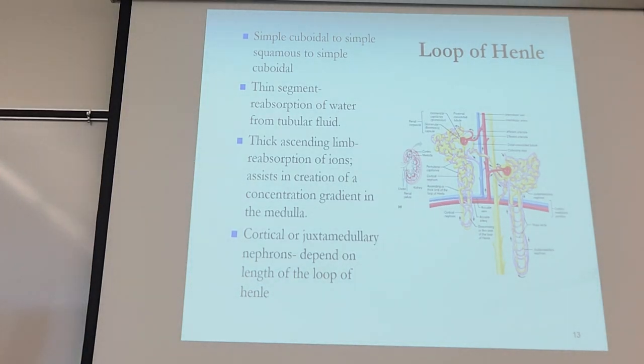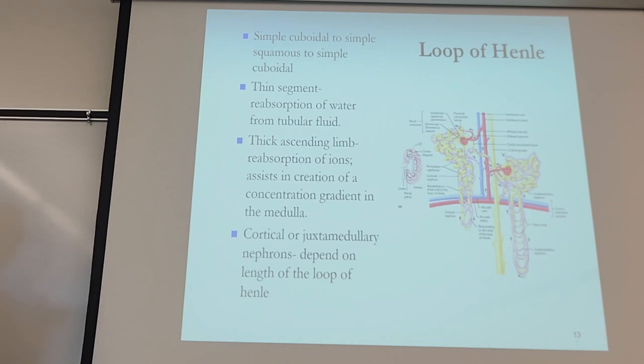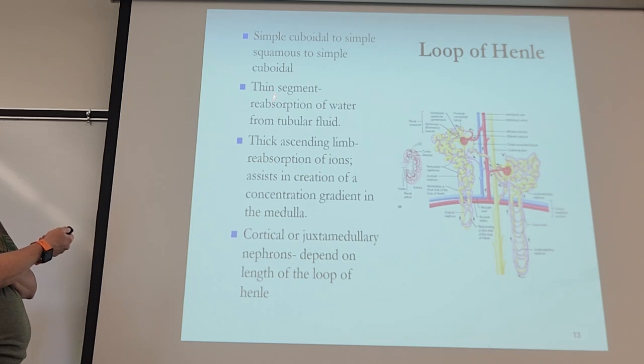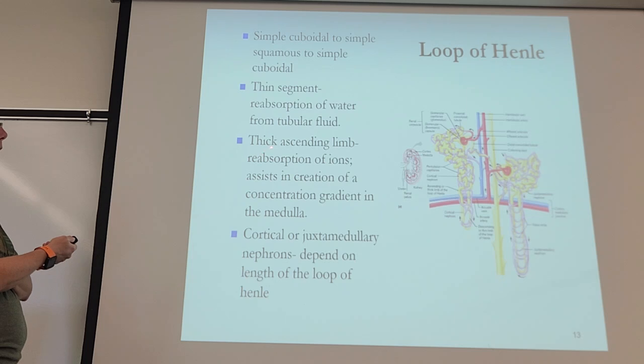All right, so in the loop of Henle, we're going from one simple kind of epithelium to another. It's just cuboidal to squamous and back to cuboidal. But again, it's a single layer of cells to promote reabsorption or secretion. So we have a thin segment and a thick segment. The thin segment is usually called the descending limb, which you guys identified in lab. The thick limb or the thick segment is called the ascending limb.